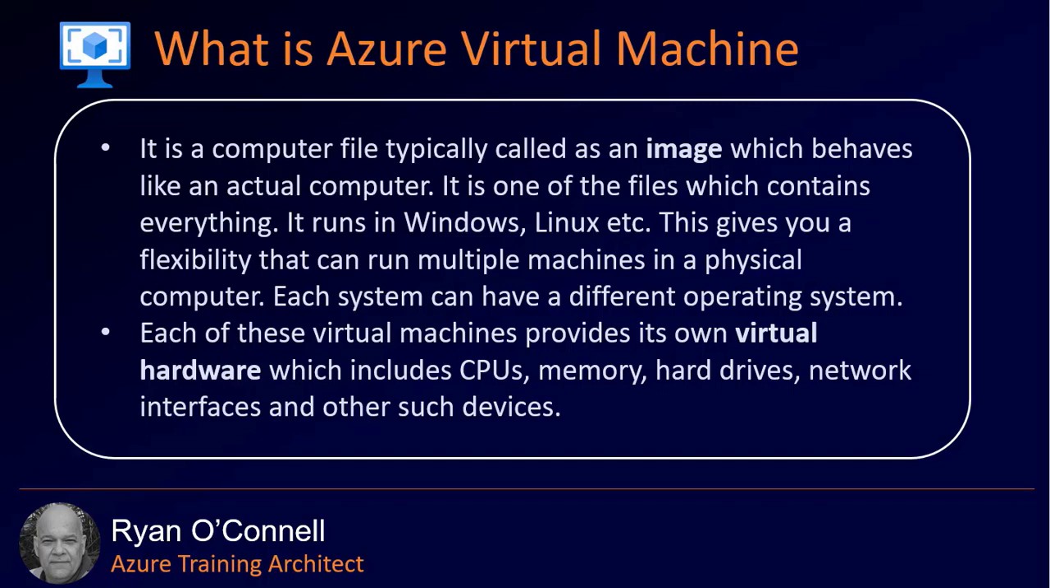Each of these systems can have different operating systems, such as Windows 10, Windows 2012, Windows 2019 Server, Ubuntu Server, Red Hat, and so on. Each of these virtual machines provides its own virtual hardware, and that includes hard drives, CPU, network adapters, and other such devices that we may need.